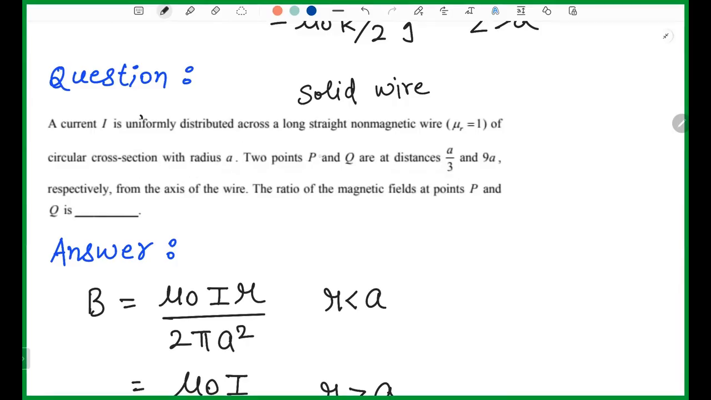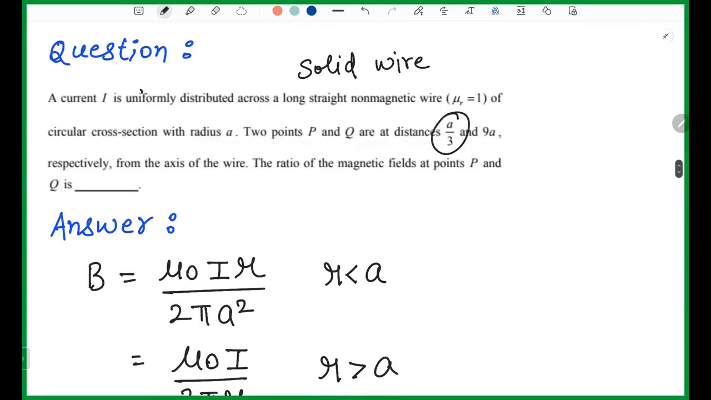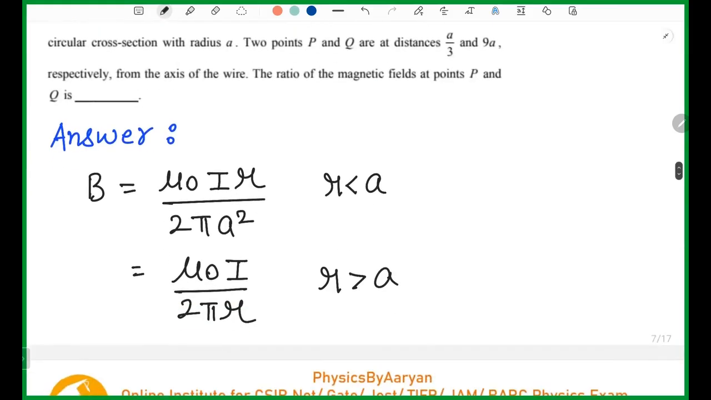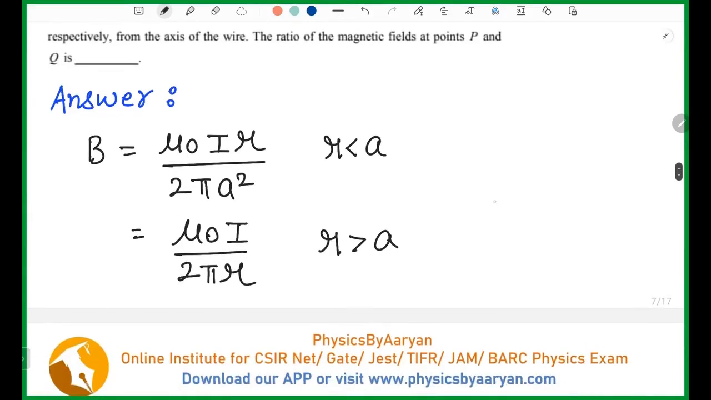Now there are 2 points. One point is inside at A by 3 and another point is outside. We will have some magnetic field here and some magnetic field there. I basically want to find the ratio. The magnetic field inside we have found is mu naught I R by 2 pi A square, and the magnetic field outside is mu naught I by 2 pi R.